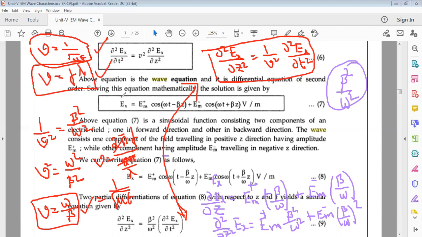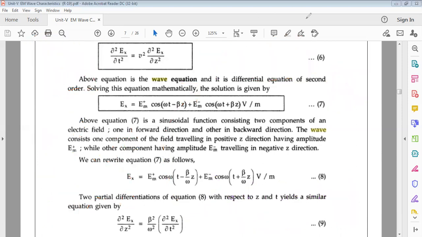Three equations we got for the wave velocity or propagation velocity: v is equal to 1 by the square root of μ epsilon, v is equal to fλ, and v is equal to ω/β. Got it, my dear students?